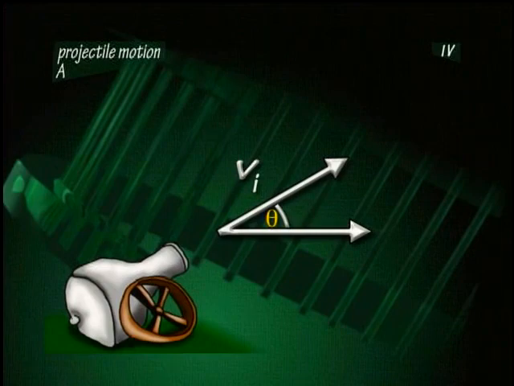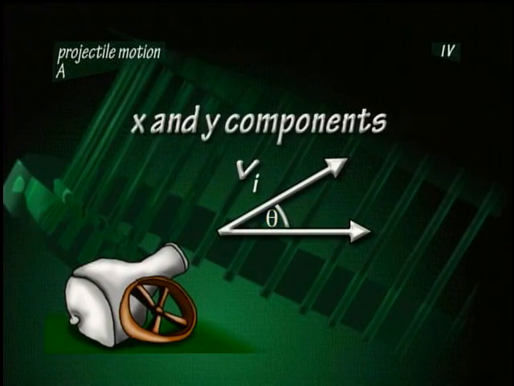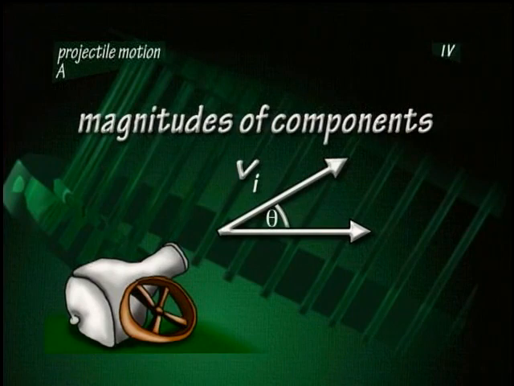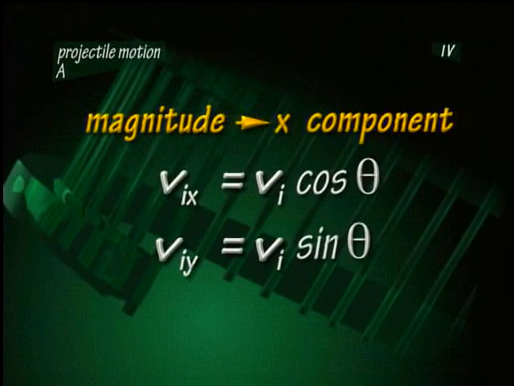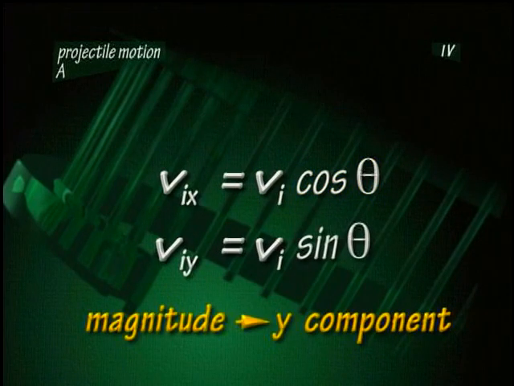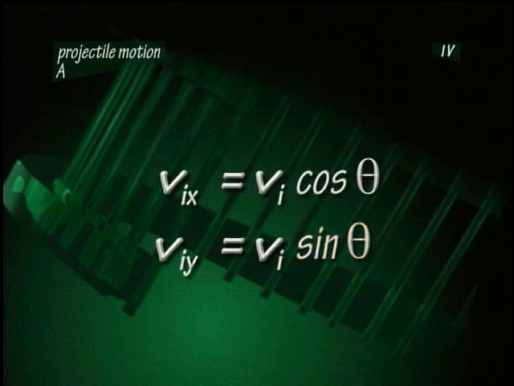Remember that velocity is a vector, so it has x and y components. And remember how we found the magnitudes of the components? Well, the magnitude of the x component of a projected object is found using the formula v sub ix equals v initial times the cosine of theta. And the magnitude of the y component is found using the formula v sub iy equals the initial velocity times the sine of theta. So these are the equations for finding the magnitudes of the x and y components of a projected object's velocity.